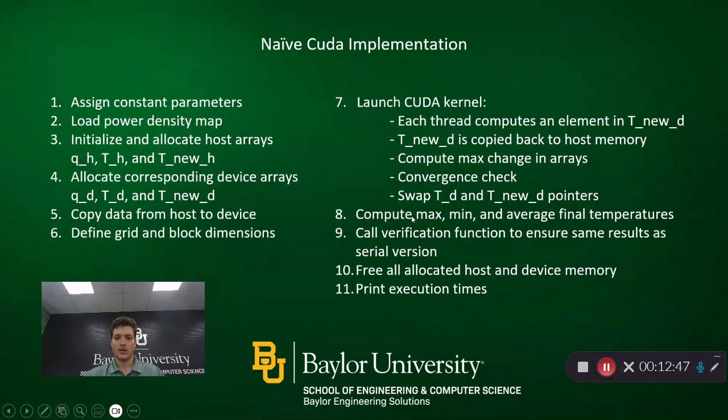And then print the same information as before, and I rewrote the verification check function from Schubert's labs to just check that we have the same results as the serial version, and then free memory and print execution times that were tracked.